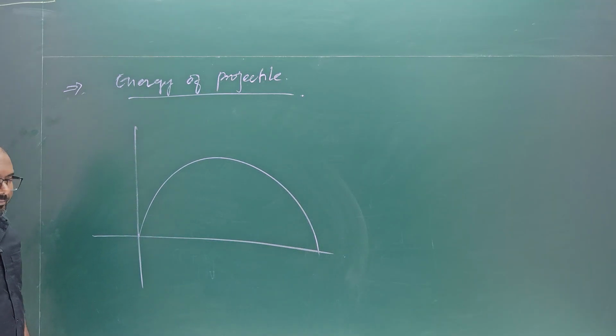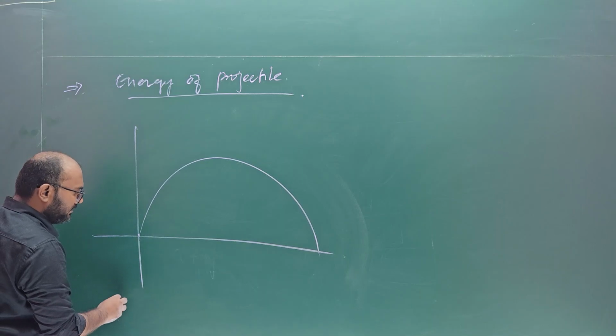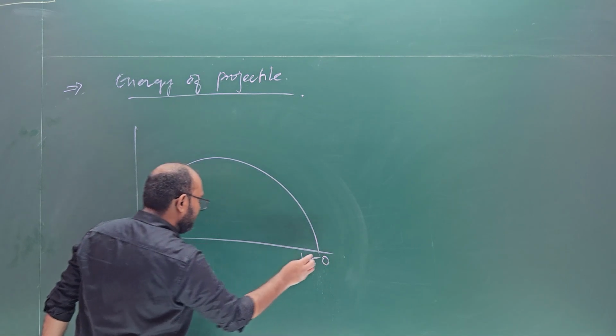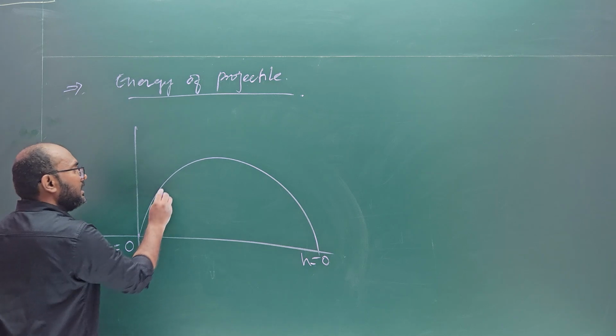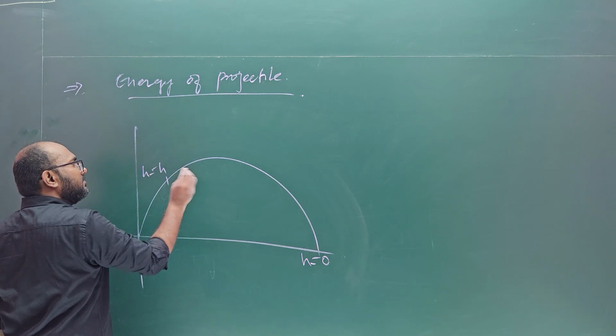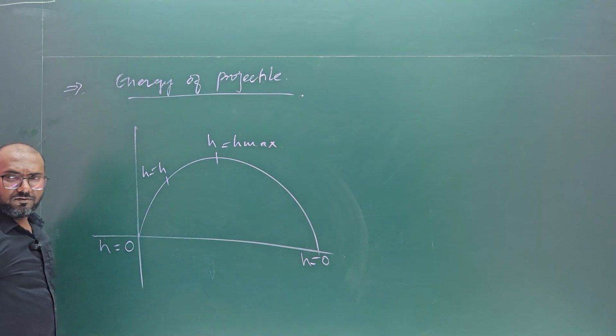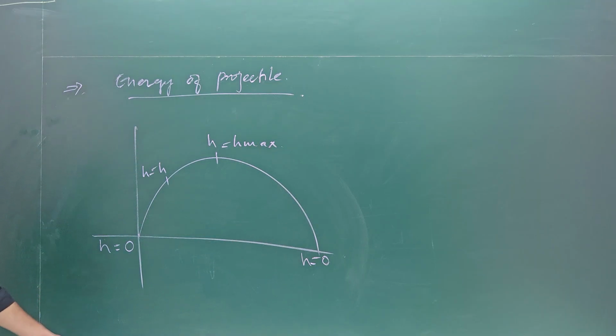Okay, this is your projectile. What is H here? 0. H is equal to 0 here. H is also equal to 0 here. Over here, H is equal to H somewhere. Over here, H is nothing but Hmax. Yes or no? We know everything about how to calculate H, where to calculate H, at what time we need to calculate velocity. We know everything now. So this is your range.